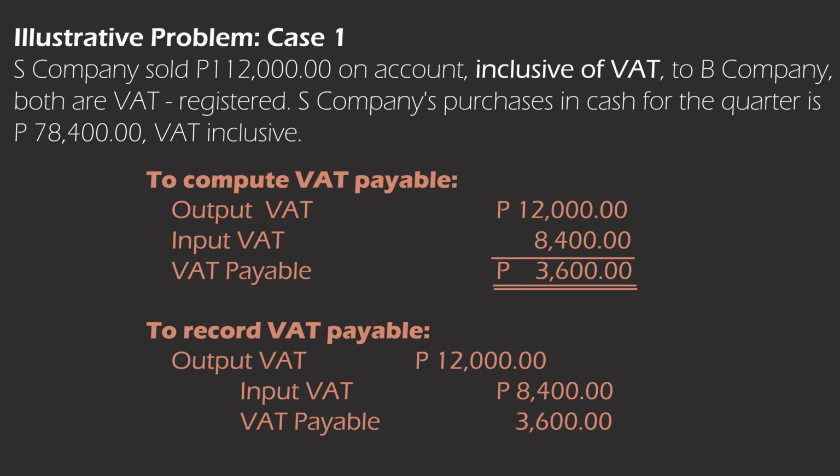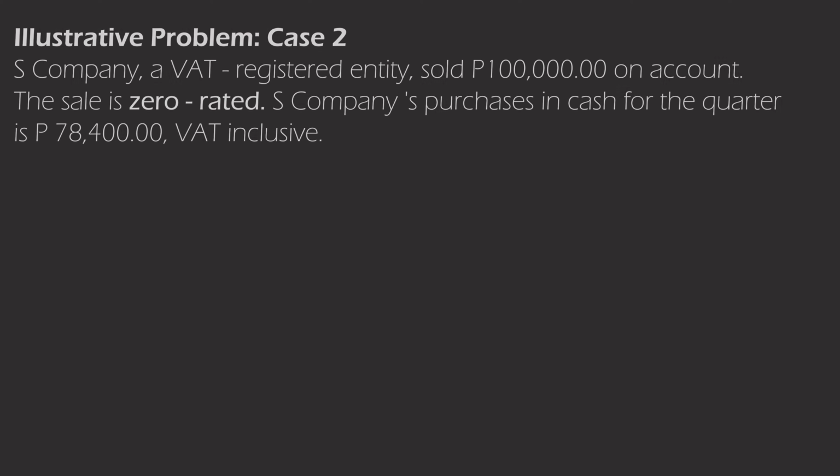To compute VAT payable, compare your output VAT with your input VAT, which is we have your output VAT of 12,000 and input VAT of 8,400. So the difference would be VAT payable of 3,600. To set up or record VAT payable, we debit output VAT 12,000, credit input VAT 8,400, and then credit VAT payable 3,600.